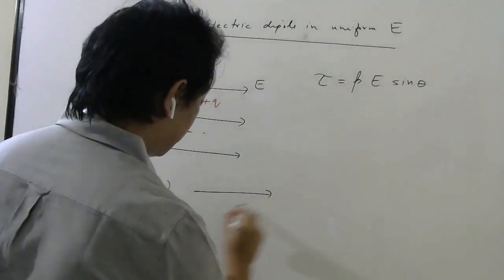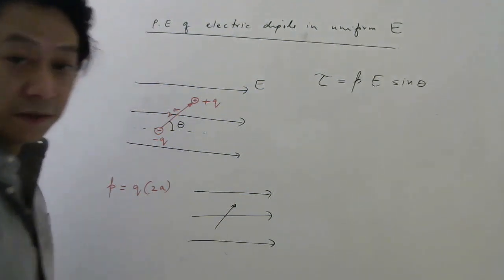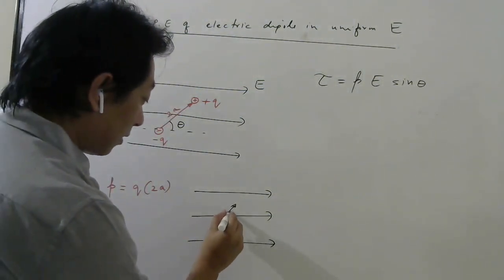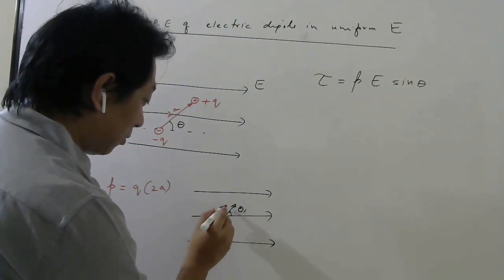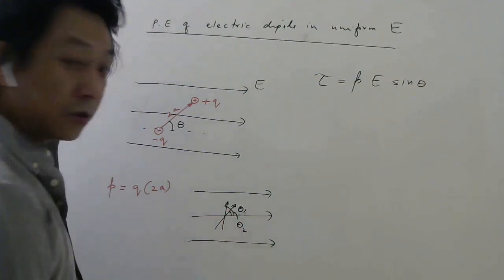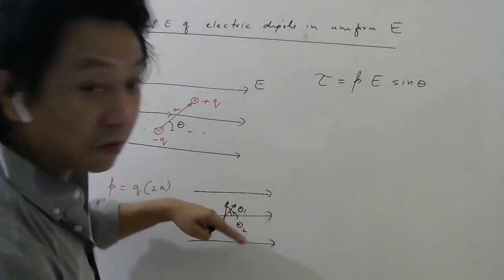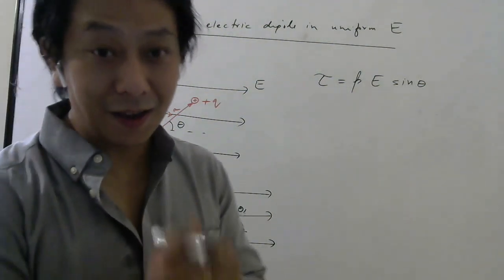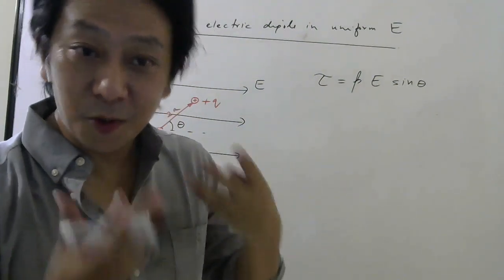This is your electric field. This is your dipole moment vector, from minus q to plus q. Let us say I start from angle theta 1, and I want to take the dipole here at angle theta 2. So I must do work against this torque, because this torque wants to bring it this way. And if you do work against the torque produced by the electric field, then there will be potential energy stored.